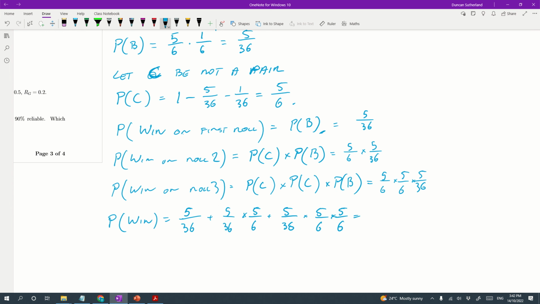Right. When you actually plug in the numbers to this problem, you'll find that this turns out to be 0.3511, to 4 decimal places, which is good enough for me.